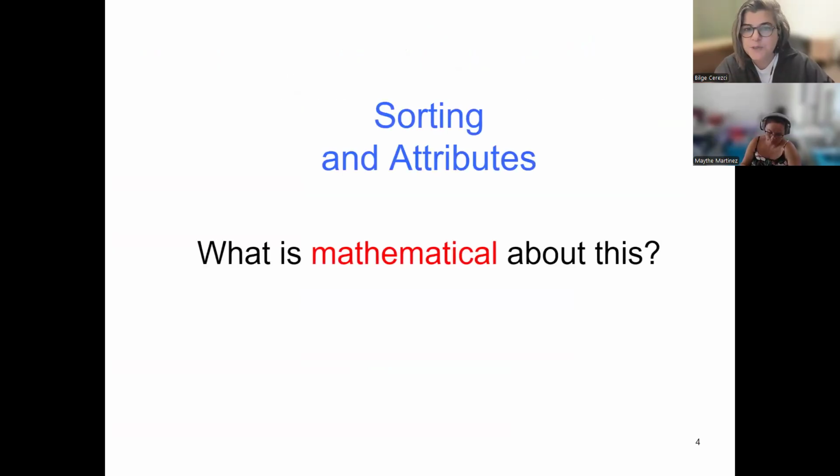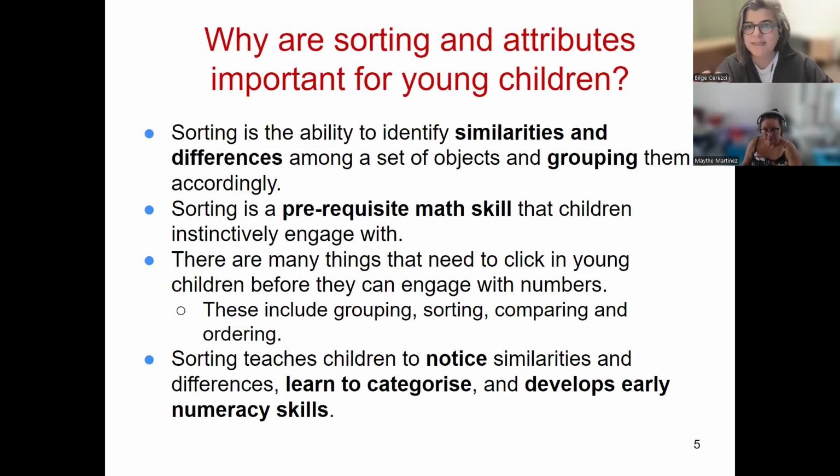Okay. So sorting and attributes, what's mathematical about this, one might say. Sorting is the ability to identify similarities and differences among a set of objects and group them accordingly. And this is a prerequisite math skill for children to understand more complex mathematical ideas. You might ask, what are some more complex mathematical ideas?